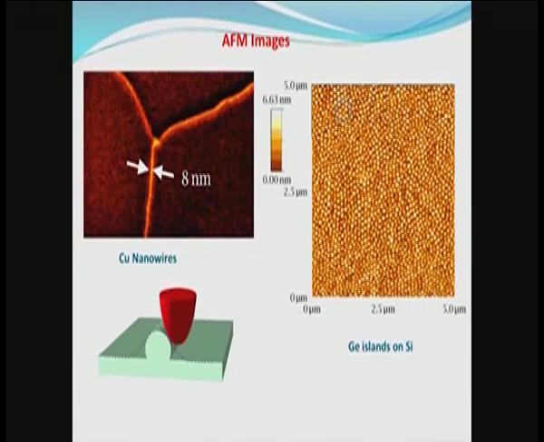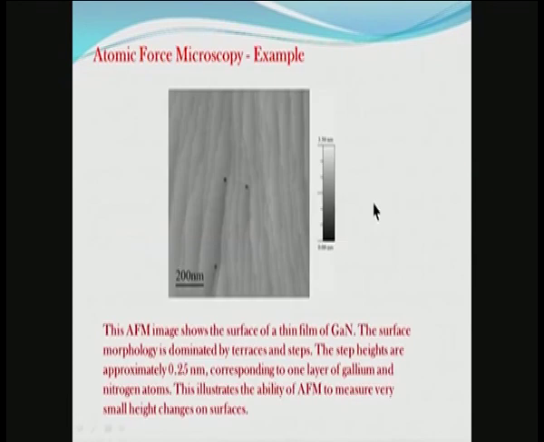So, here are some images: images of copper nanowires of very small diameter, and images of islands of germanium deposited on silicon. So, you can see that it is possible to measure extremely fine topographies and extremely small sizes on the surface.